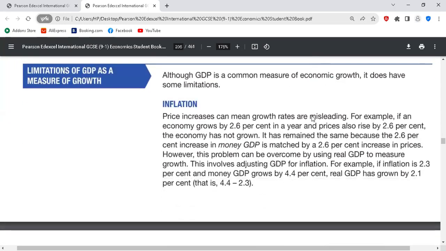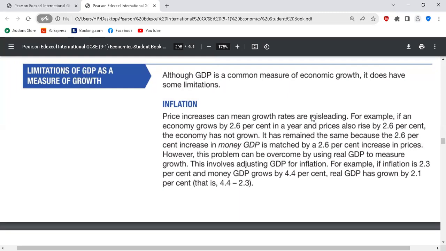Limitations of GDP as a measure of growth. Although GDP is a common measure of economic growth, it does have some limitations. One, inflation. When inflation has to be reflected or measured with GDP, it becomes real GDP. There's real GDP and there's GDP. Real GDP means you are measuring the GDP relating it with inflation. So let's read.